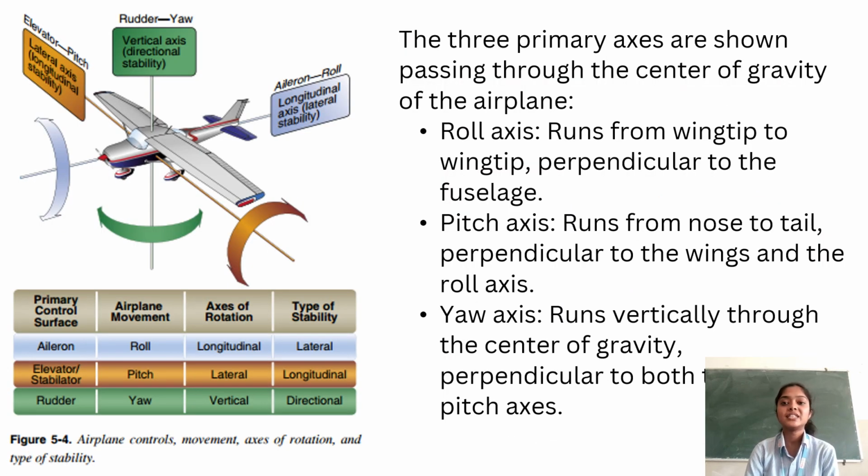So now moving on, these are the three primary axes shown passing through the center of gravity of an airplane, as we can see in this image. The first is the roll axis, also called the longitudinal axis, which runs from the wingtip to the wingtip perpendicular to the fuselage. Then the next is the pitch axis, also called the lateral axis, which runs from the nose to tail perpendicular to the wings and the roll axis. Then the third one is the yaw axis, also called the directional axis, which runs vertically through the center of gravity perpendicular to both the axes.